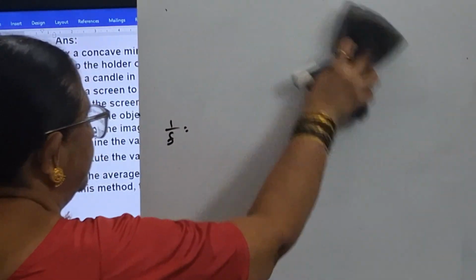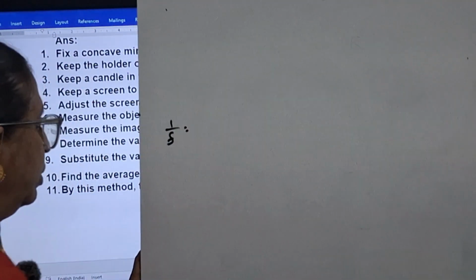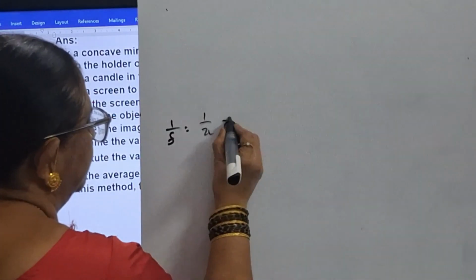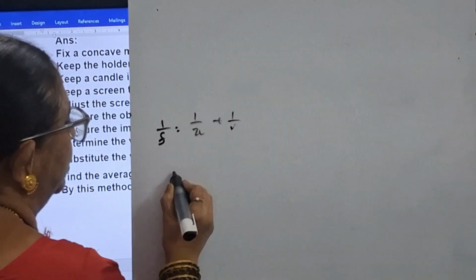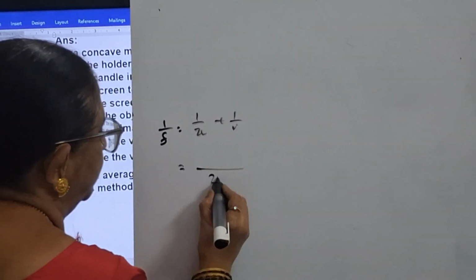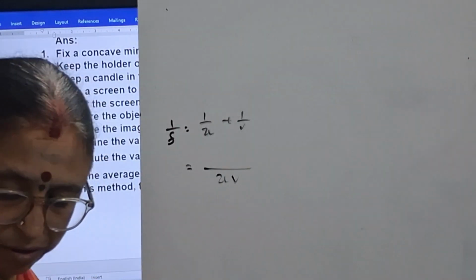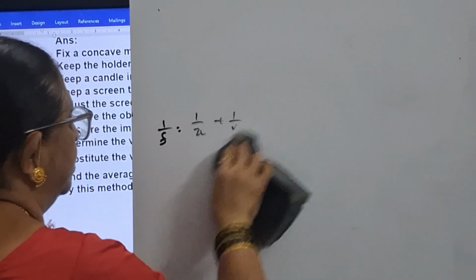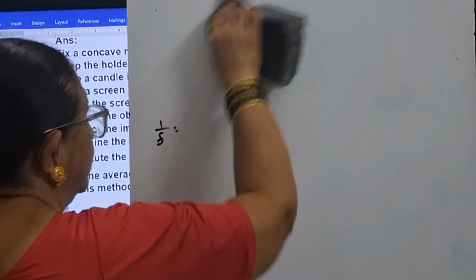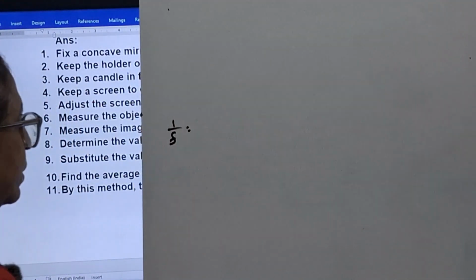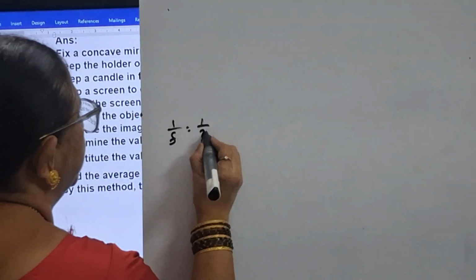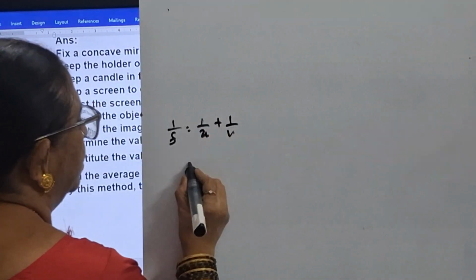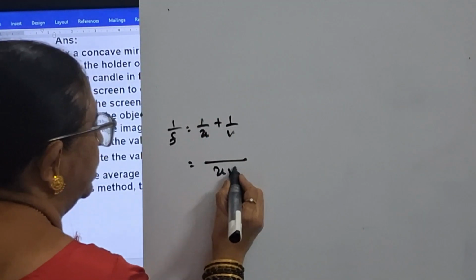Mirror formula is 1 by f is equal to 1 by u plus 1 by v. Actually this means what, children? LCM if you take, it is uv. 1 minute. So 1 by f is equal to 1 by u plus 1 by v. LCM if you take, it is uv.